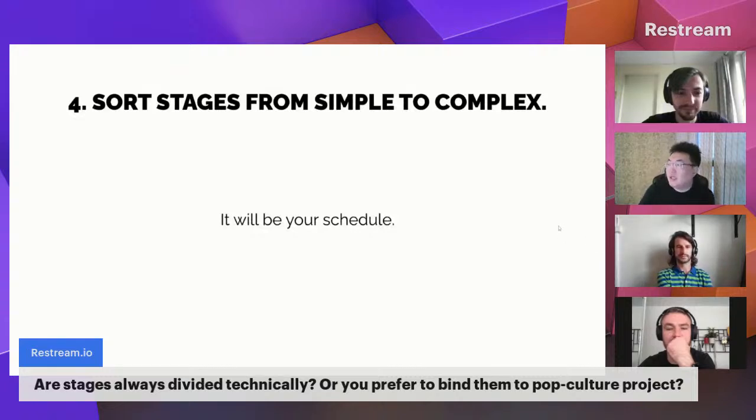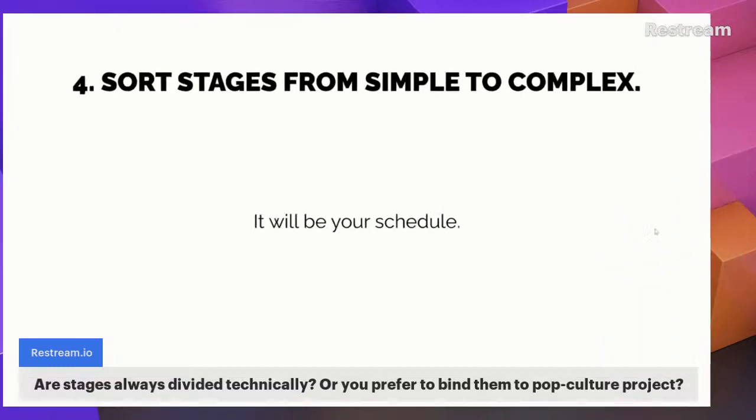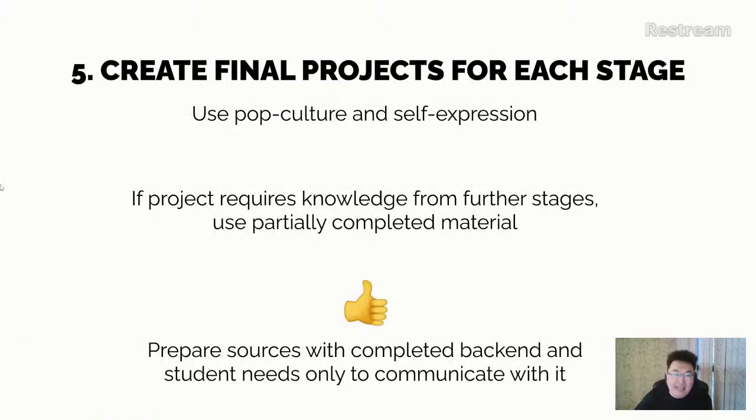Okay. So when you have sorted your stages from simple to complex, the next thing you have to do is create final projects for each stage, and you use absolutely the same approach as for the final result of the whole course. You apply the same logic for each stage. Each stage you have made, you need to finish it with some project, something that students can make themselves, a completed product, something they can share and say, look what cool stuff I made.